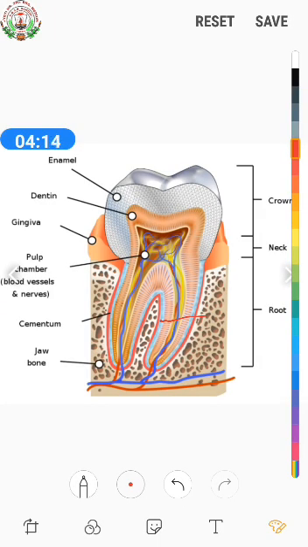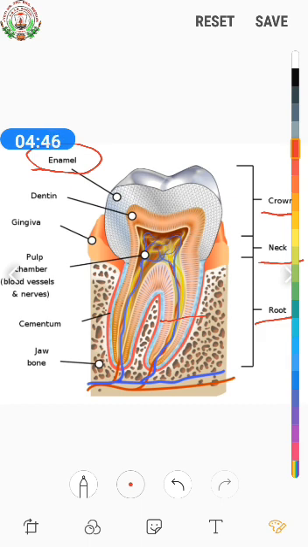See this, children, this diagram. The uppermost part is called the crown. So this much part is called the crown. And the middle part is called the neck. The lower part is called the root. Now the whiter part of the tooth is called enamel. So this part is called enamel and it is the hardest part in our body.